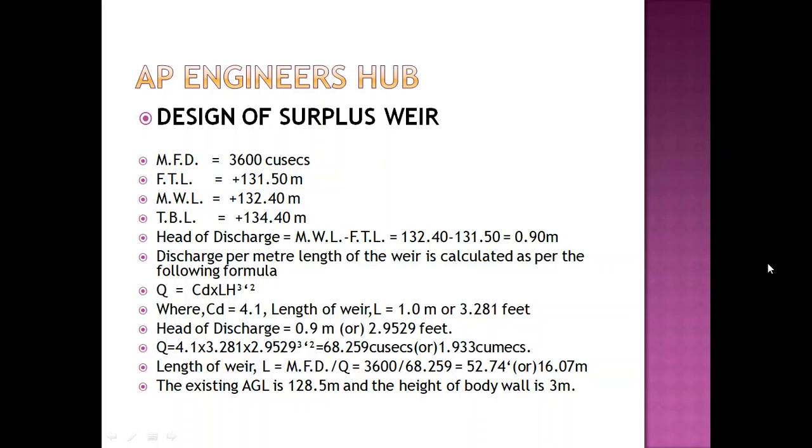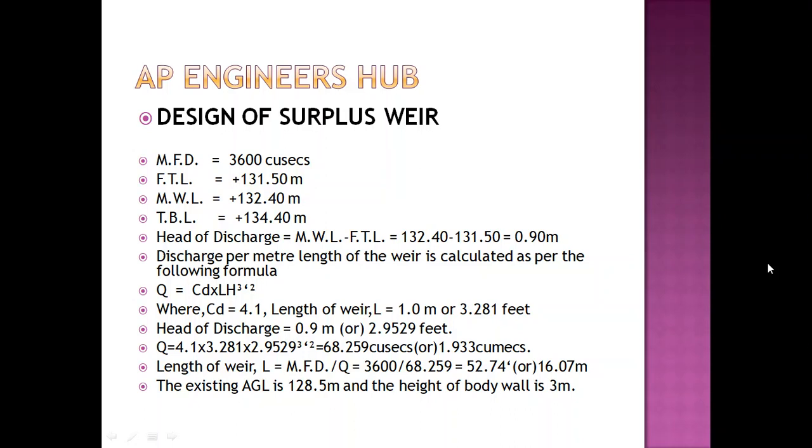FTL, full tank level or full reservoir level, is equal to 131.5 meters. Maximum water level is equal to 132.4 meters. TBL is equal to 134.4 meters. Head of discharge, that is the depth of water above the crest of the weir, is 0.9 meters.